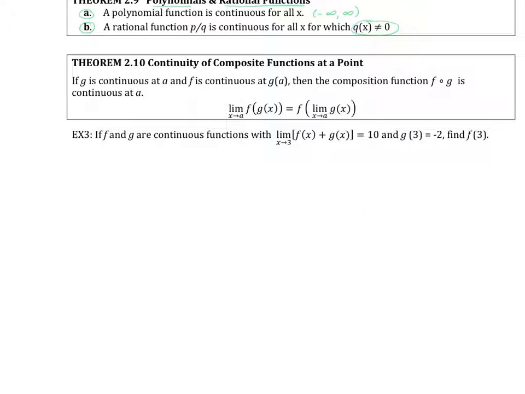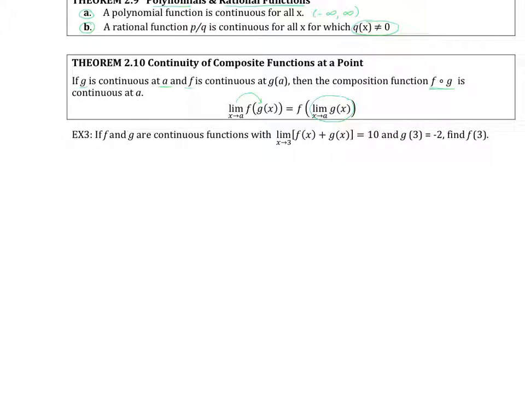So let's say that f and g are continuous, and we're putting some a value into g. We're going to get some value, and then we're going to plug that into f. So if f and g are continuous, then the composition f of g is also continuous. And what's nice about it is instead of having the limit on the outside, you can bring the limit to the inside when you evaluate. So you would take the limit of the inside piece, you would get some number, and then you would just plug that into the outside function.